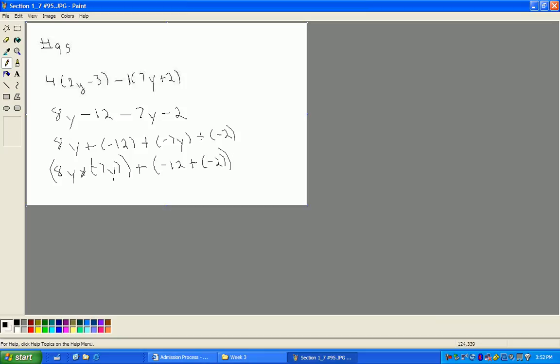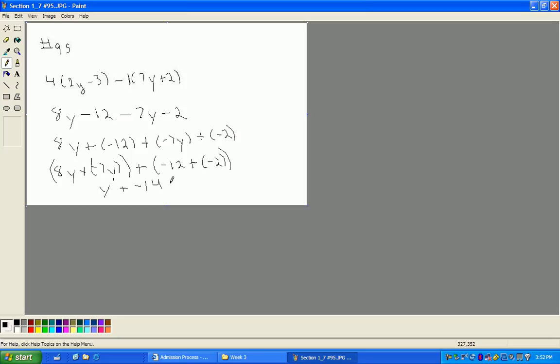So we're going to calculate this out. 8y plus a negative 7y leaves us with 1y. So I'm just going to put y because we know there's a 1. When there's no number in front, that means there's a 1. So it's just y plus negative 12 plus a negative 2, which takes us to negative 14.